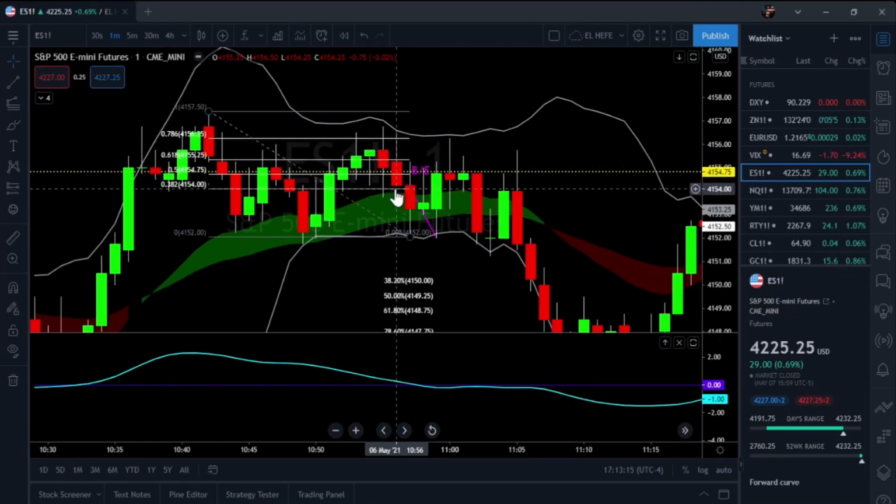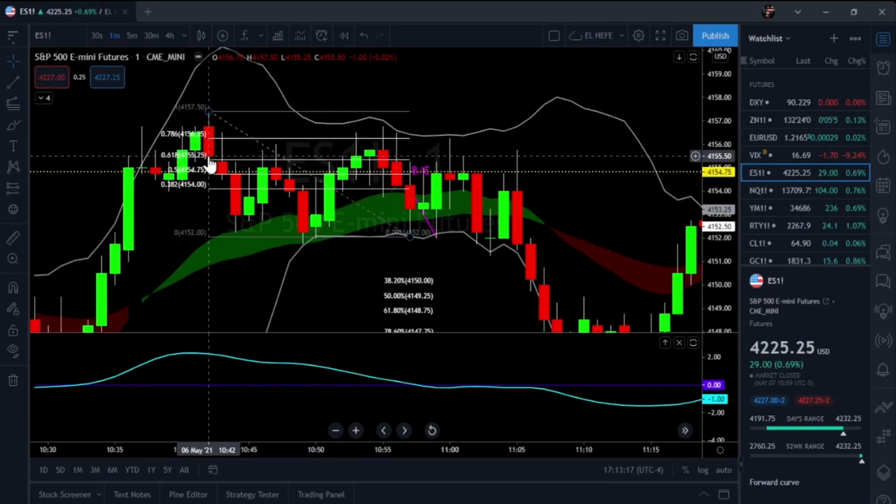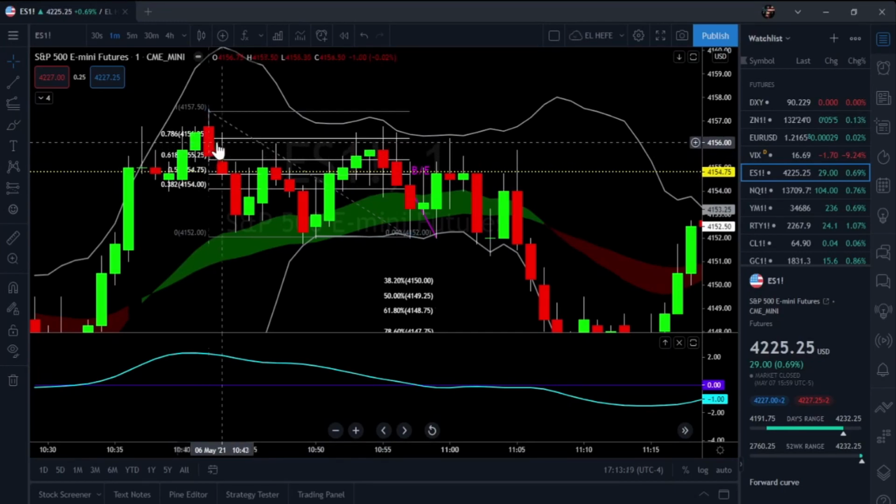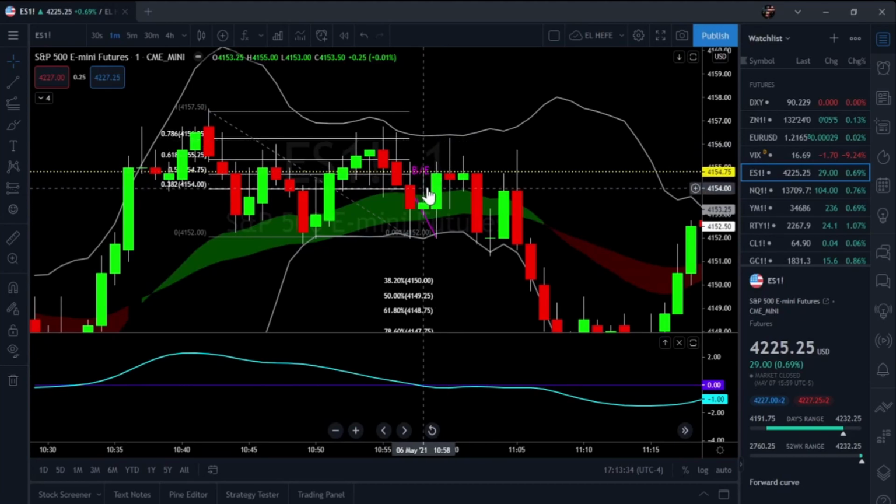But a lot of times you're going to find yourself trying to add in up here at the 618 and the 786. All your trades are going to come in at this 382 and this 50% at best. You're going to get these two. Sometimes you can average in at the 618, but it's just tough to get into.